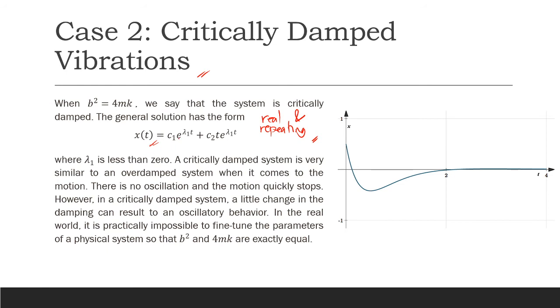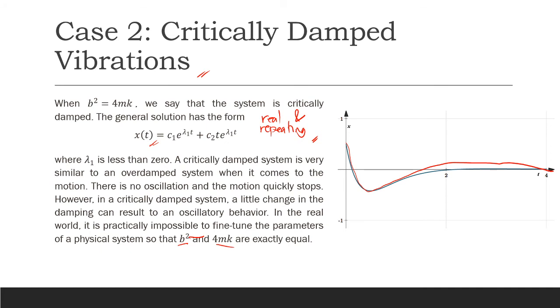Wherein lambda is less than 0. So, it is always negative. When our vibrations are damped, the exponent is always negative, because our equations, or our graph, is approaching 0. So, this is the graph of critically damped vibrations. From a displaced movement, it goes back to equilibrium quickly. Now, this is practically impossible to fine-tune the parameters, because it's hard to make your B squared and your 4mk exactly equal in a physical system.